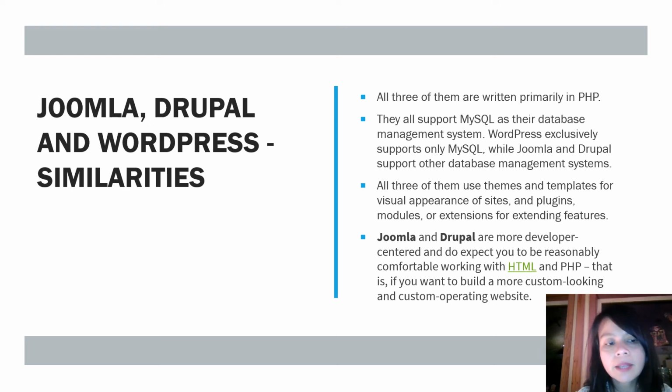So let's take a look at all three of them side by side. All three of them are written primarily in PHP. They all support MySQL as their database management system. WordPress exclusively supports only MySQL, but Joomla and Drupal support other database management systems as well. All three of them use themes and templates for the visual appearance of sites. And then they also use plugins, modules, or extensions. Okay, they're all called different things, but what they do is extend features.